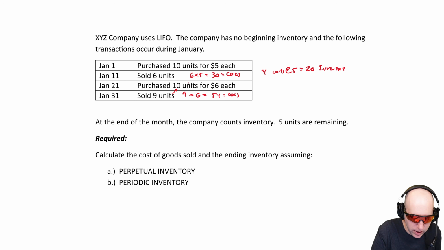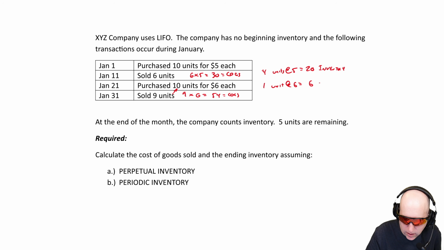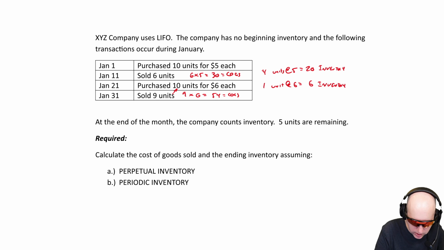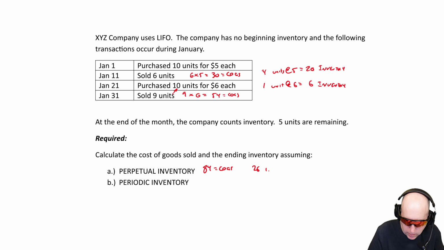And what do I have left out of that? Well, I had 10, I sold 9. I have 1 unit at $6, so $6 in inventory there. So to answer the question, under perpetual inventory, my cost of goods sold is 30 plus 54. COGS is $84, right? $30 on the first transaction, 54 on the second. And my inventory value is 20 plus 6. $26 is my inventory.